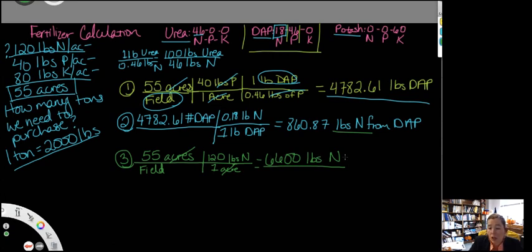So we can take this 6,600 pounds of N and subtract from it this 860.87, and from that you're going to get 5,739.13, and that's how much more nitrogen we need from urea.